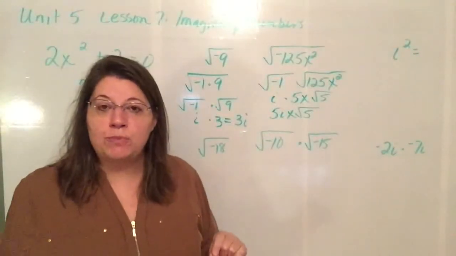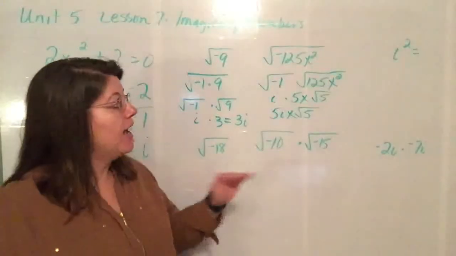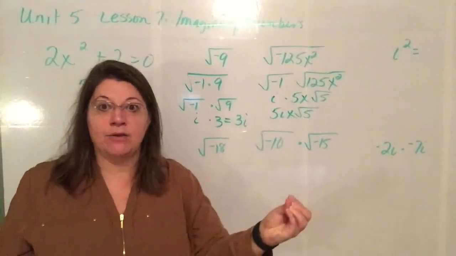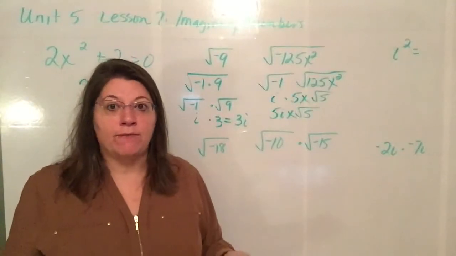Remember, for your answer to be in simplest form, you cannot ever have a negative underneath a radical sign. So you will have to take that i out in order for it to be in simplified form.